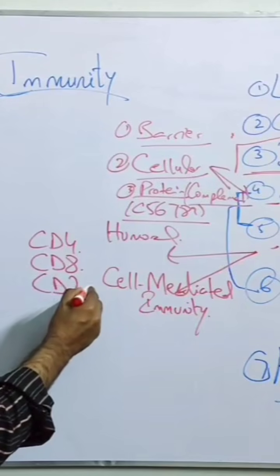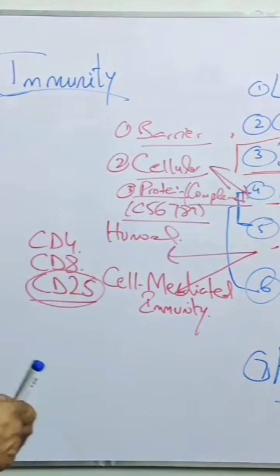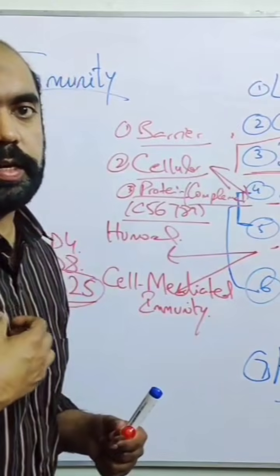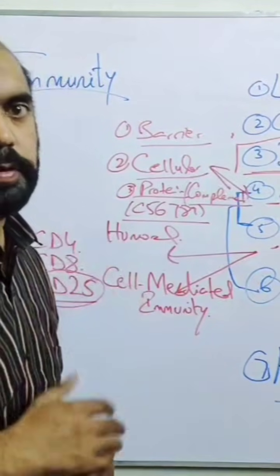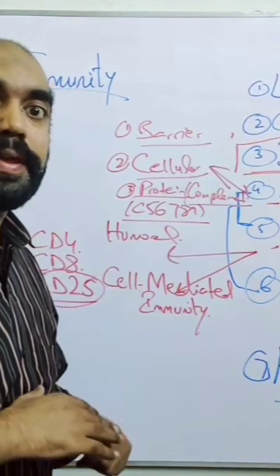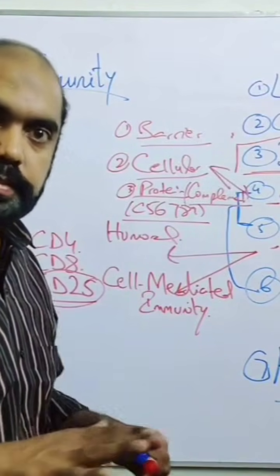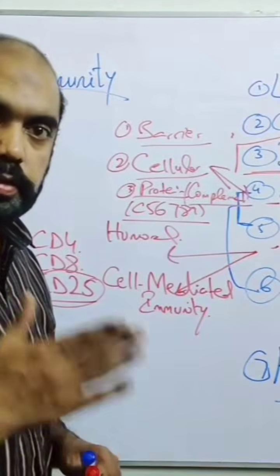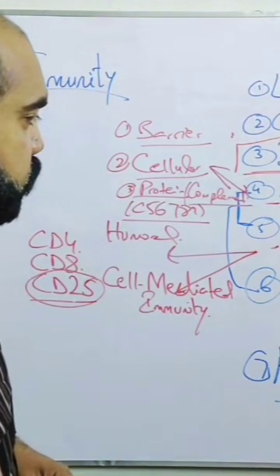And CD25, usually it's expressed abundantly by the T regulatory lymphocytes, which helps us to pause the immune response or to stop the immune response. So immune response should not be exaggerated, it should be balanced. So when we get rid of the microorganism, that's it. So immune response should be stopped. So that's where regulatory T lymphocytes become functional.